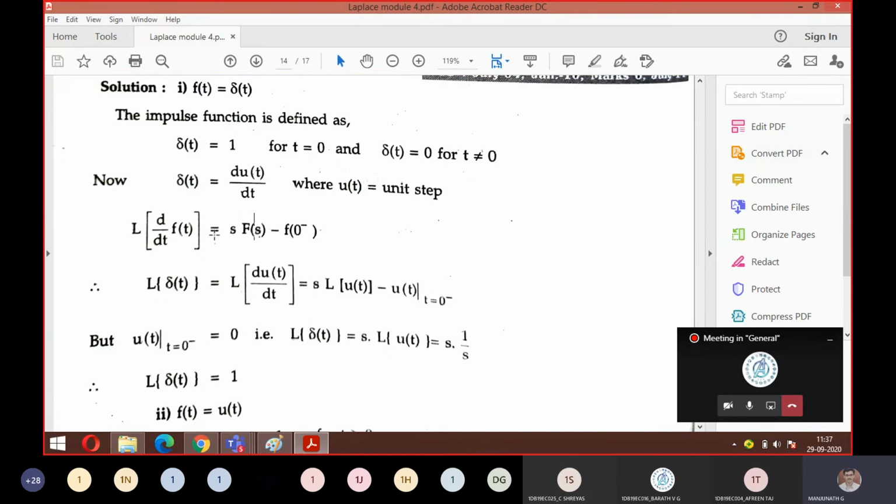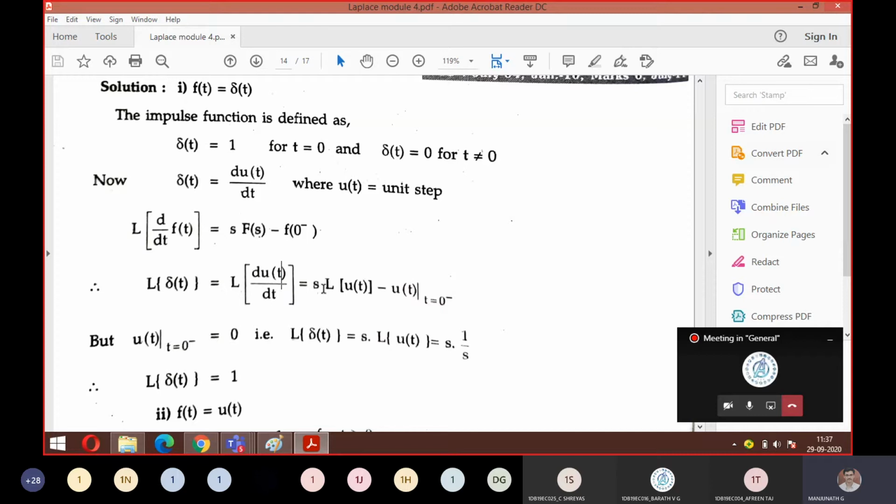Now what should I find? I need to find the Laplace for this. Correct? So the Laplace of delta of t is nothing but what I have written here. So what has happened here? This step is compared with this step. What was here? F of s. So now it is the Laplace of u of t. You can look here.